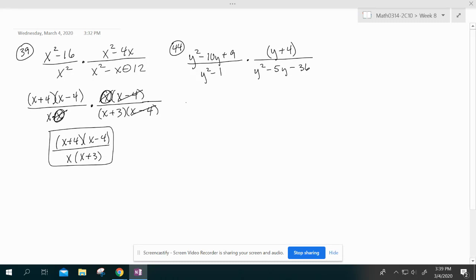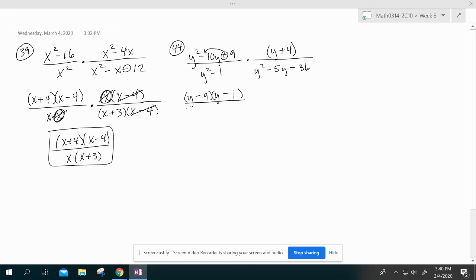So what about the first numerator? I've got a standard trinomial. Can you read the signs? Affirmative. Y and Y. And I'm going to need a couple of numbers. 9 and 1. And does everybody understand why it's not 3 and 3? 3 times 3 is 9. But 3 and 3 is 6, not 10.